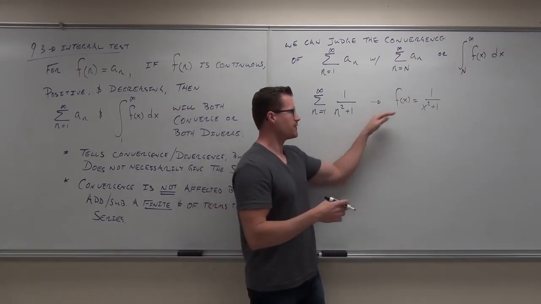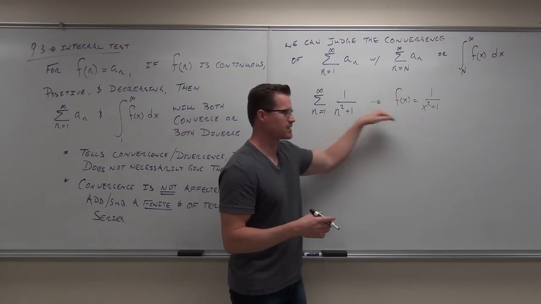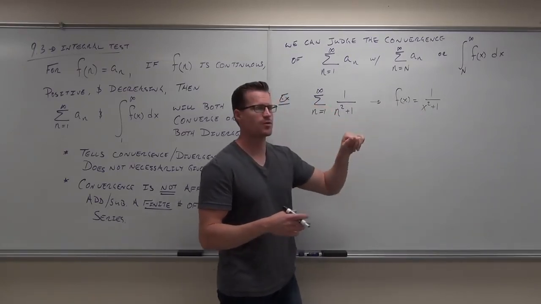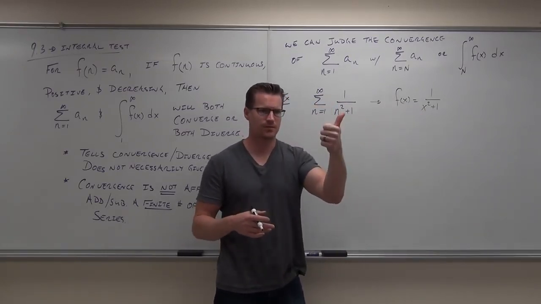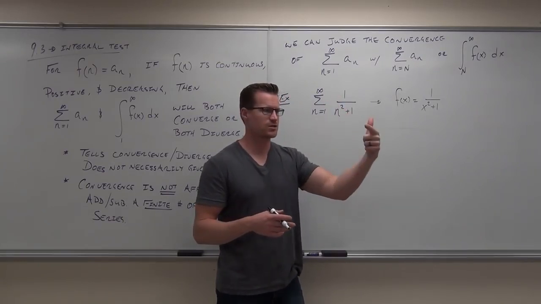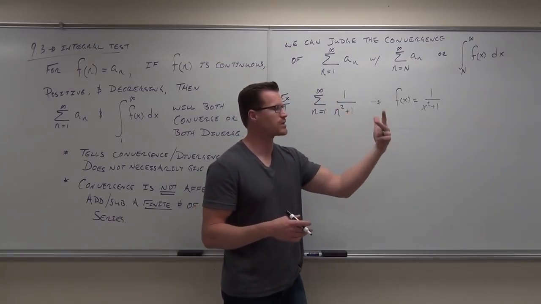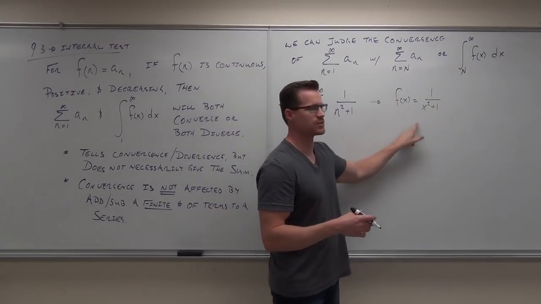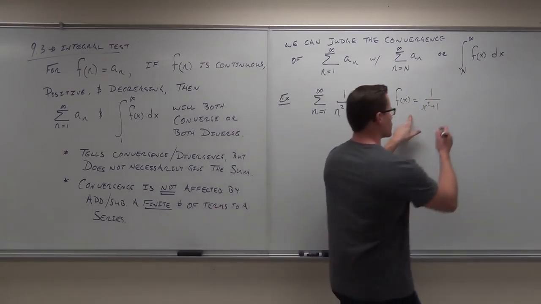So we're going to say, if this contains all these terms, this will act as an upper bound for this sequence, provided it is positive, provided it is continuous, provided it is decreasing. So let's think about this. Is this always positive? Yes. Absolutely. It's x squared plus 1. So this is positive.